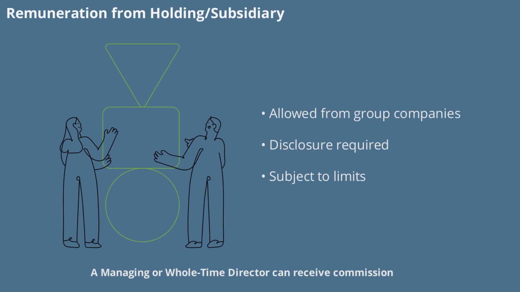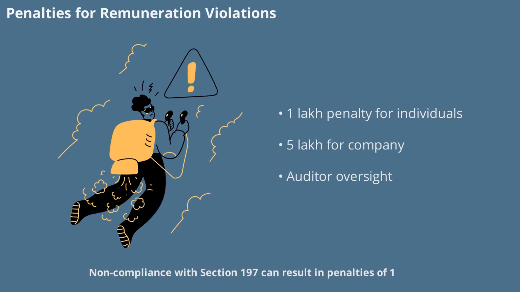A managing or whole-time director can receive commission from both the company and its holding or subsidiary, provided this is disclosed in the board's report. This allows for fair compensation across group entities, subject to overall limits. Non-compliance with Section 197 can result in penalties of 8 lakh rupees for individuals and 5 lakh rupees for the company. The auditor must also report on whether remuneration complies with legal limits, adding another layer of oversight.